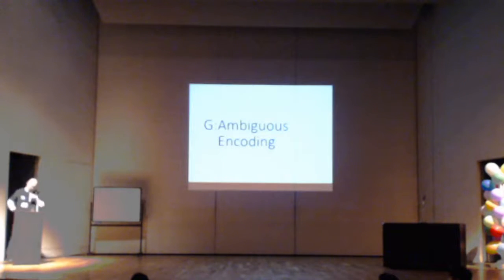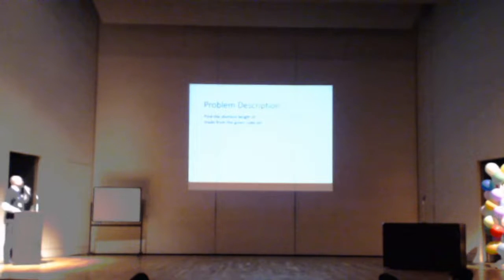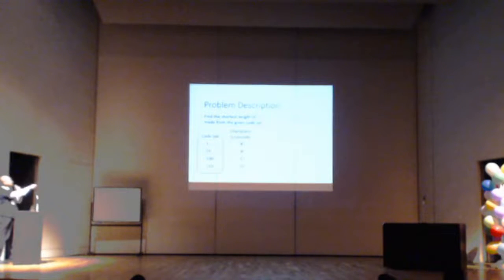Okay, problem G, ambiguous encoding. The problem is like this. You are given a set of binary codes, and you need to find the shortest length of an ambiguous binary sequence. For example, you are given a set of codes like this, and you map these codes to distinct characters, for example A, B, C, D. Then you can encode a string into a binary string using this map. Here A is mapped to 1, so you have 1 here, and B is mapped to 01, so you have 1, 1, 0, 1 for this string.